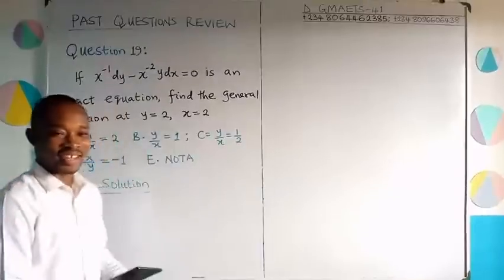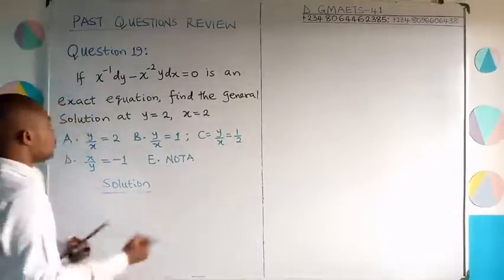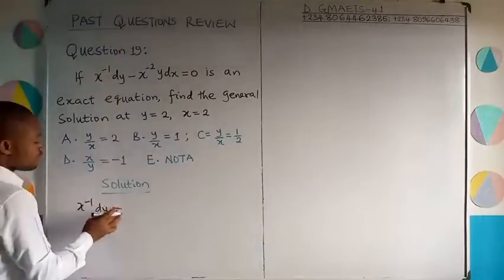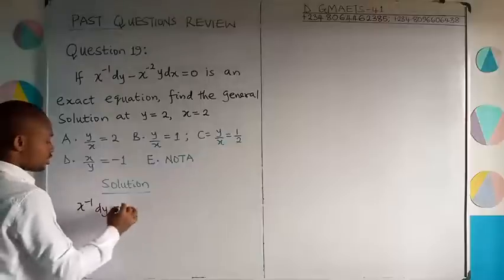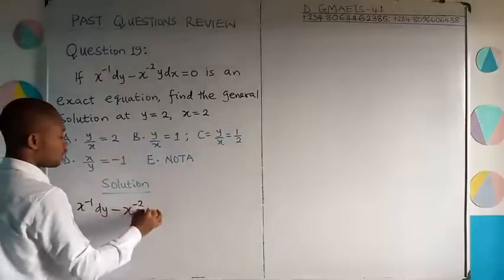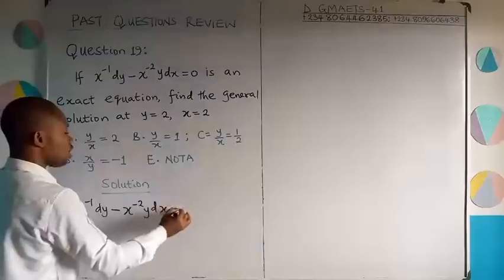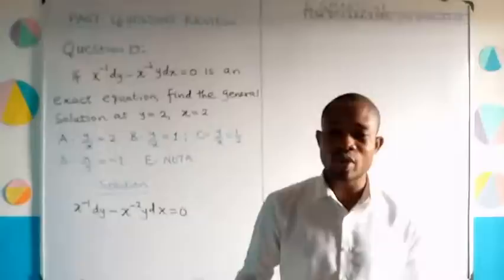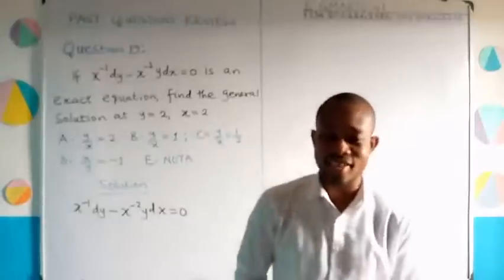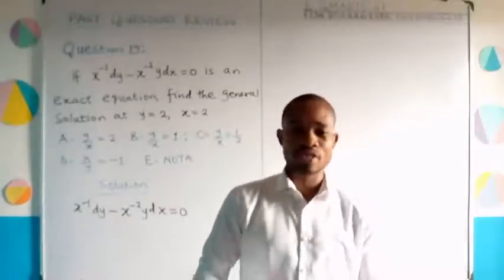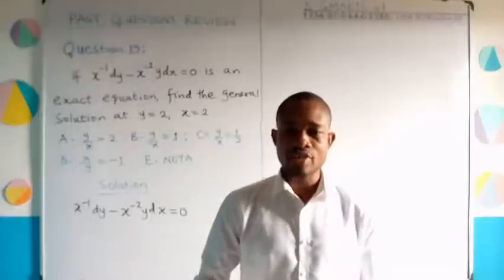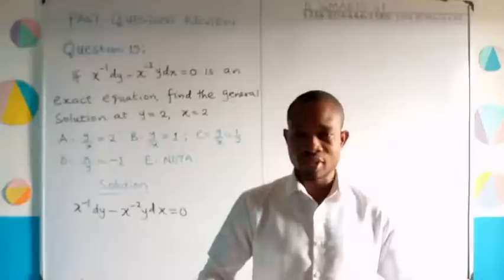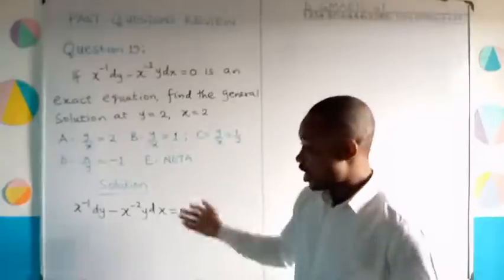When you're given an exact O.D.E., we have that x raised to the power minus 1 dy minus x raised to the power of minus 2 times y dx is equal to 0. Since the problem said that this is an exact equation, we don't really need to check whether it is exact or not. As a matter of fact, an exact equation is the simplest form of first order ordinary differential equation to tackle. So we're going to solve this straight on by applying the first method of handling this.